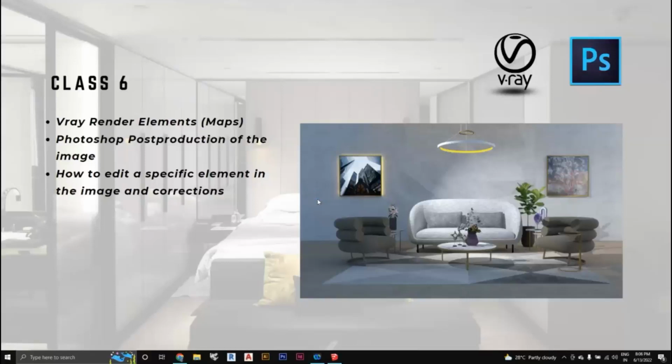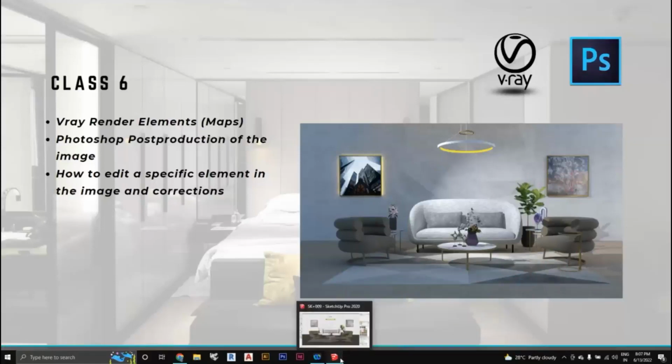Cool. We will also try to see how we could edit a specific element in the image. For example, if you have a mat in the image, and we need to only edit that, just do some color correction in that, then how are we going to do it? That is what we will learn today. So it is like a combination of V-Ray plus Photoshop that is going to happen today.